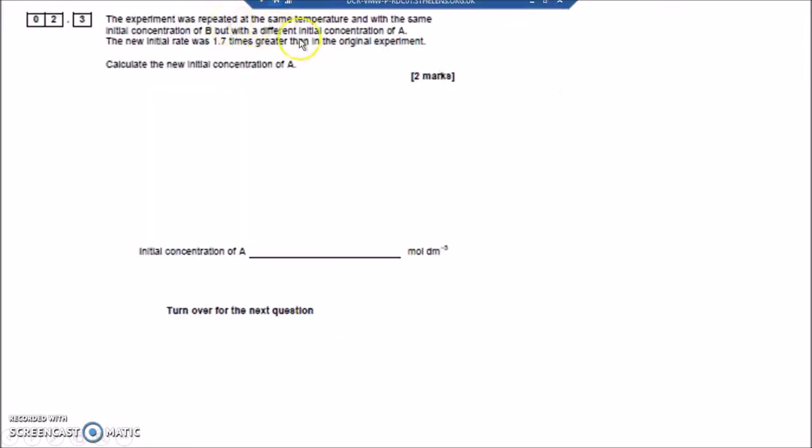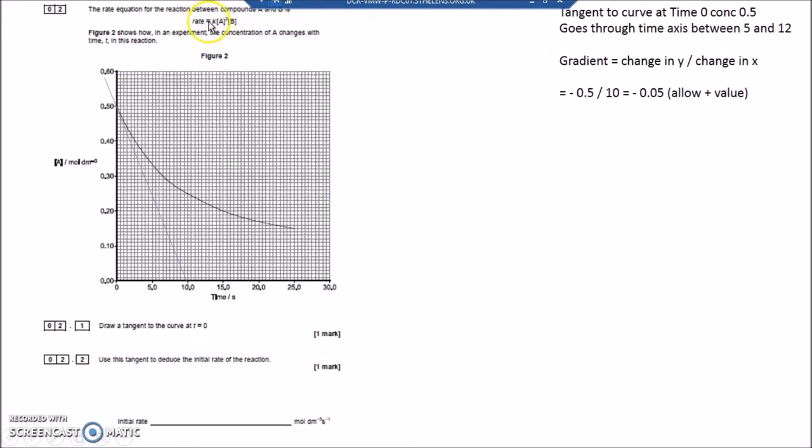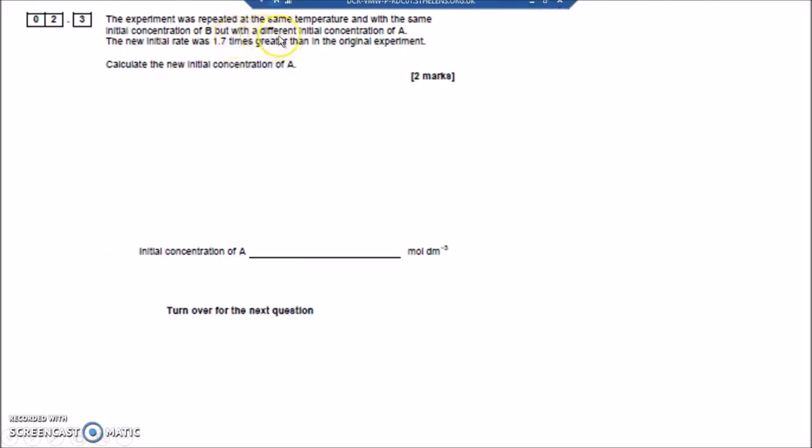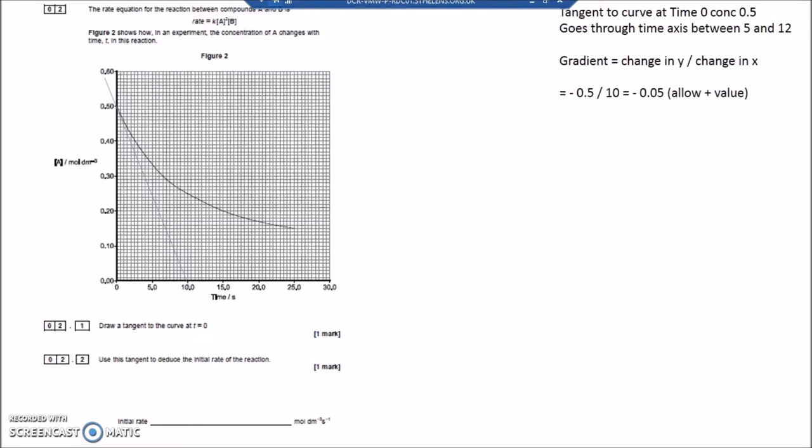What else has stayed the same? The initial concentration of B has stayed the same. So rate equals K, that stayed the same, multiplied by the concentration of A squared, multiplied by the concentration of B, and B has stayed the same. It now says that it's 1.7 times greater. So the rate was 1.7 times larger than it was in the original experiment. So if the rate has gone up by 1.7 times, then the rate has gone up by 1.7 times 0.05. It's gone up 1.7 times this value.